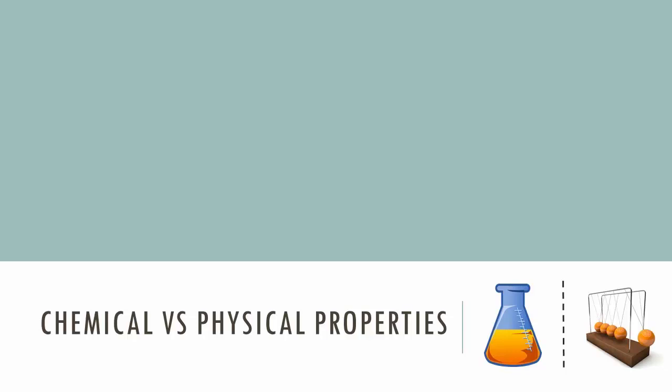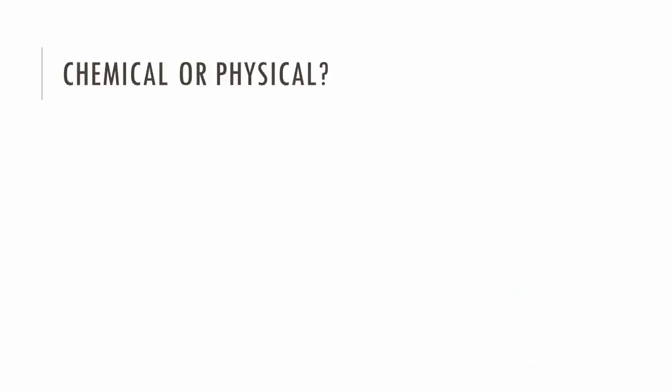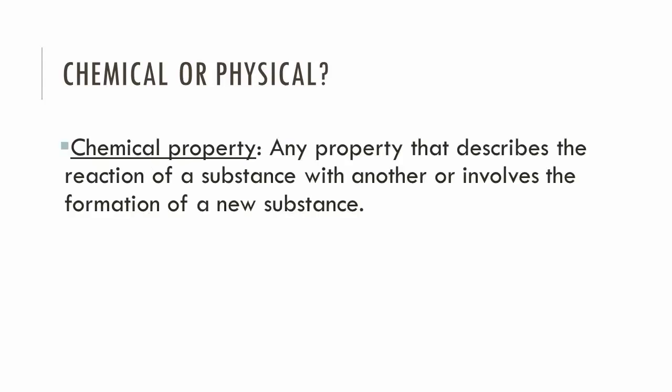Chemical and physical properties. There are different ways to describe a chemical compound. It's important to be able to distinguish chemical and physical properties. A chemical property is any property that describes the way a compound reacts with another, or anything that involves the formation of a new substance.